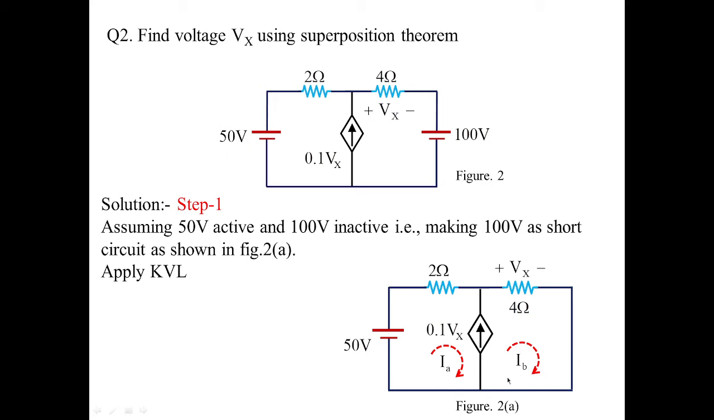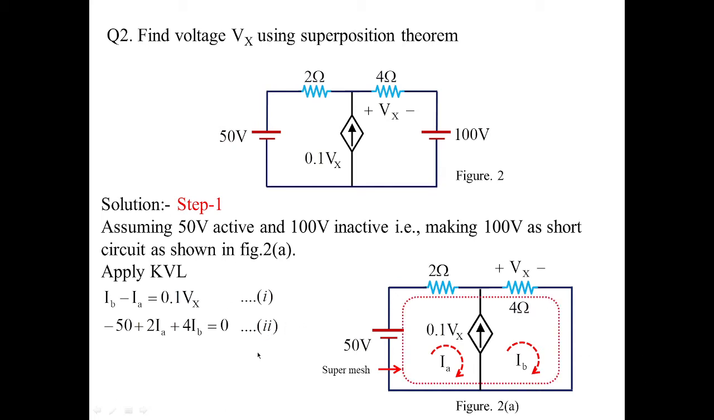So IA and IB are the two loop currents, and IB minus IA is equal to 0.1Vx. This is given in the problem. This is the voltage dependent current source shared between two loops. That's why we have framed this equation in this fashion. Now we have to employ supermesh analysis. So minus 50 plus 2IA plus 4IB is equal to 0. So this is the supermesh of this particular circuit.